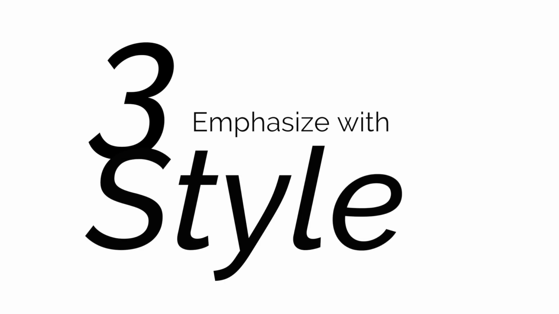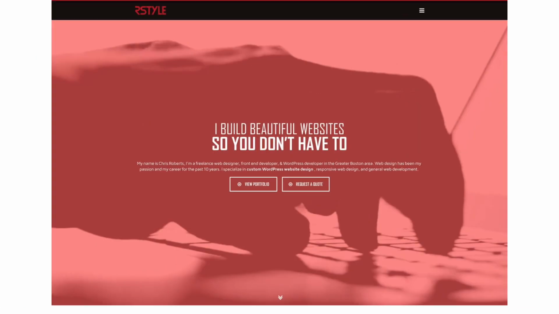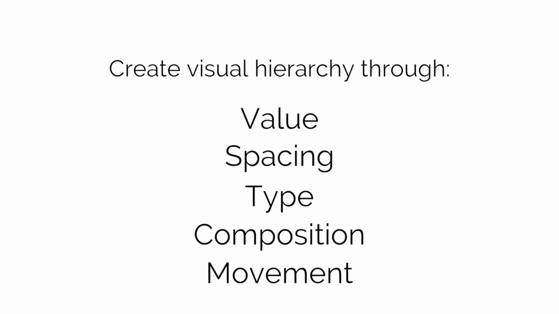3. Emphasize with font style. As a recap, that would be using bold, italics, uppercase, and lowercase. Obviously, this only applies to text, but it's an effective method to use. There are many other ways you can use emphasis to create visual hierarchy, and you are going to learn all about these in the module content.